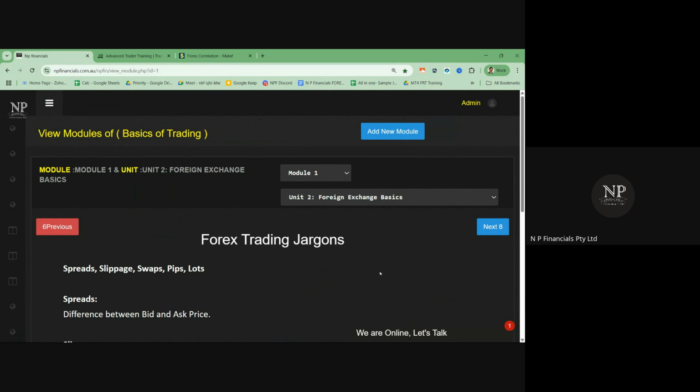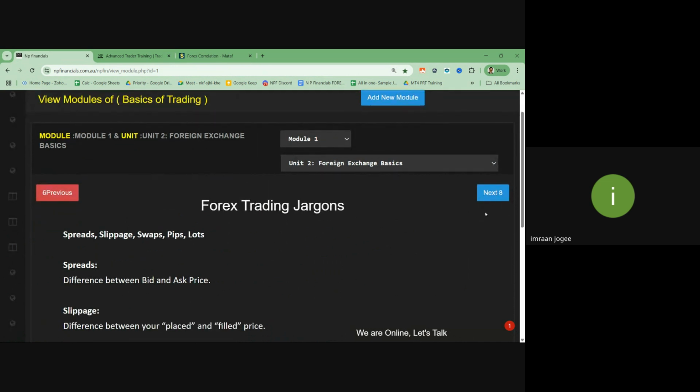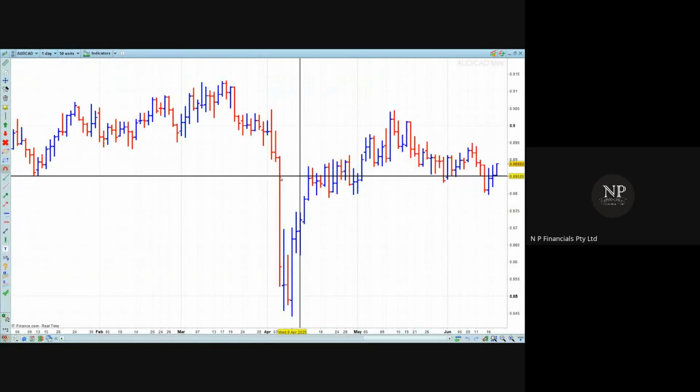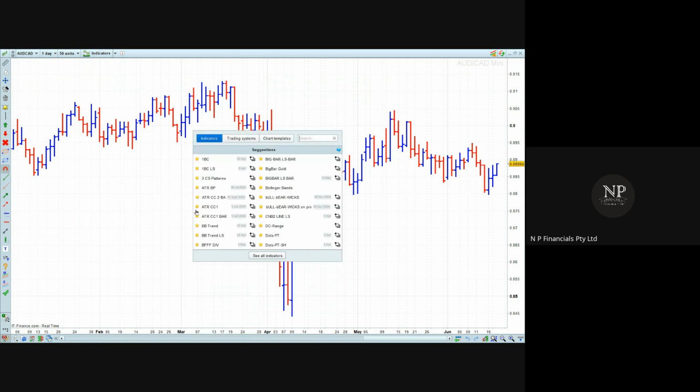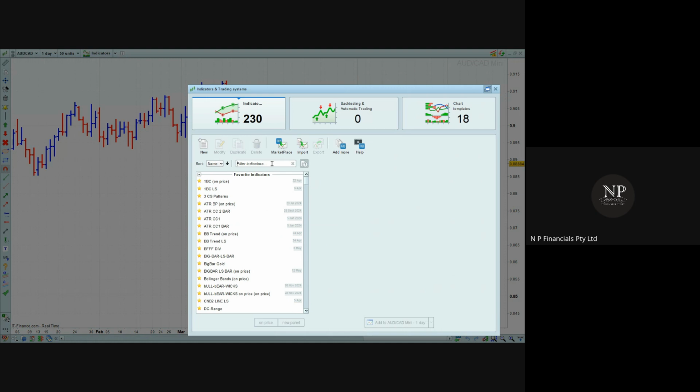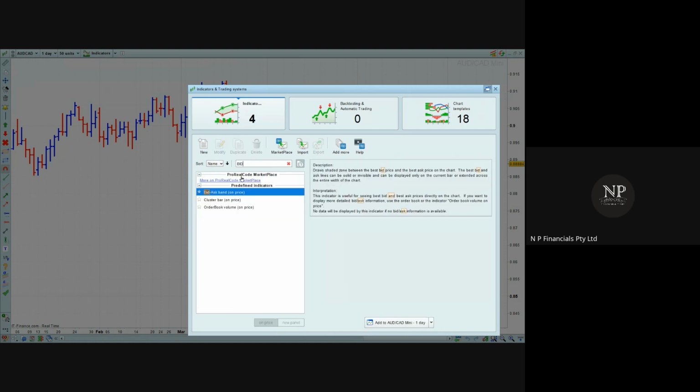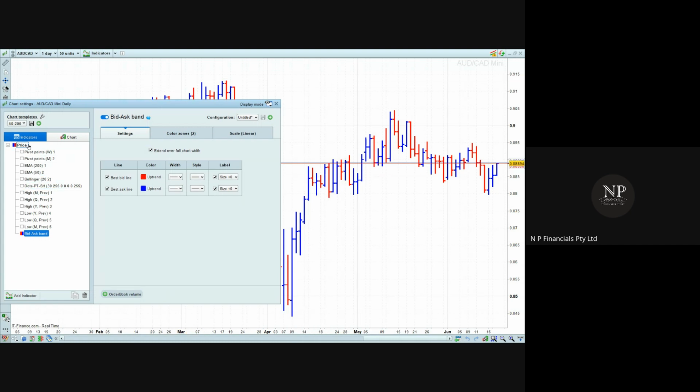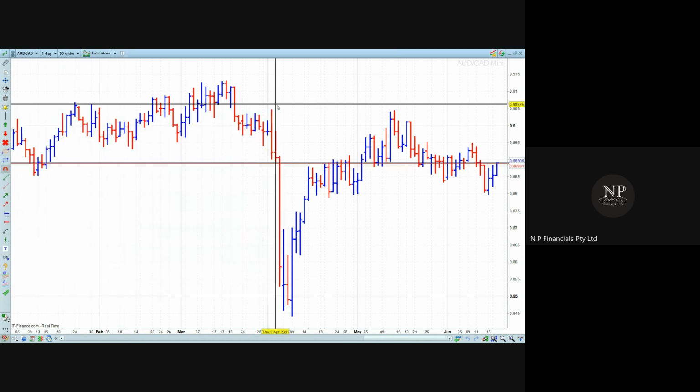Spread is the difference between bid and ask. If the bid is 65.30 and ask is 65.32, then the spread is 0.0002. Here you can right click and add indicator, then see all indicators and write bid and ask, or just bid. You will see bid ask band. If you click on bid and ask band, it will show you the bid price and ask price.